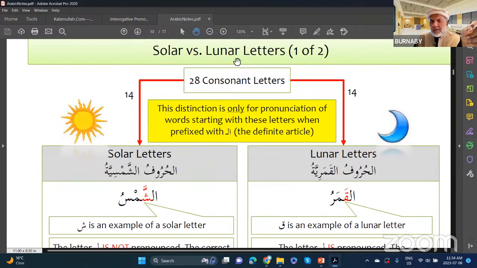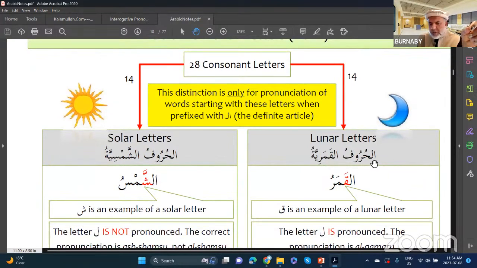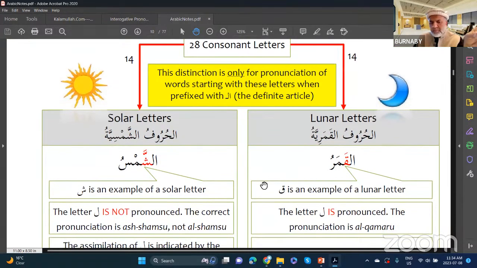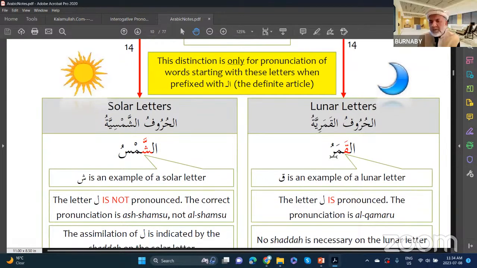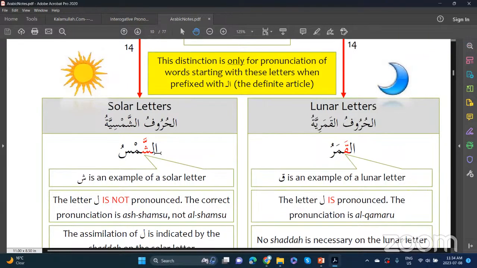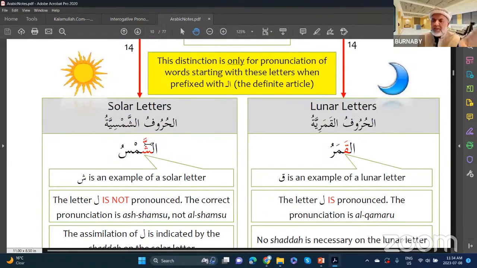And the solar and lunar letters are al-haruf al-kamariya and al-haruf al-shamsiya. If you are a student of Tajweed, you know them already, because you cannot read Quran without knowing this, yes? So you cannot say ak-kamar. Can you say ak-kamar? No, because al-kamar is the right one. The al will be pronounced. But over here, you cannot say al-shams. It is ash-shams.